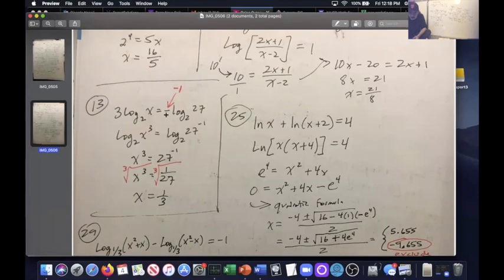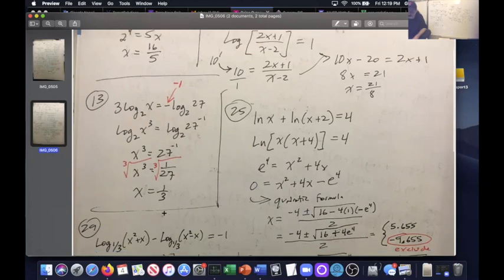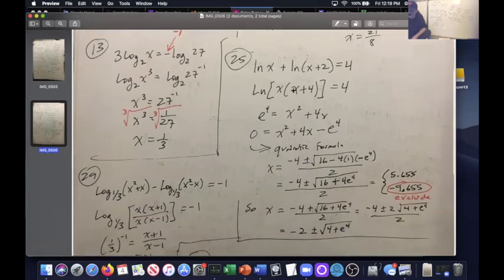Now with 13, what might have cropped up is this little minus log. That's actually -1 times the log. So you use the power property first, and now you have logs on both sides. And then the -1 means the exponent is -1, so the reciprocal, and then you cube root both sides and you're done.